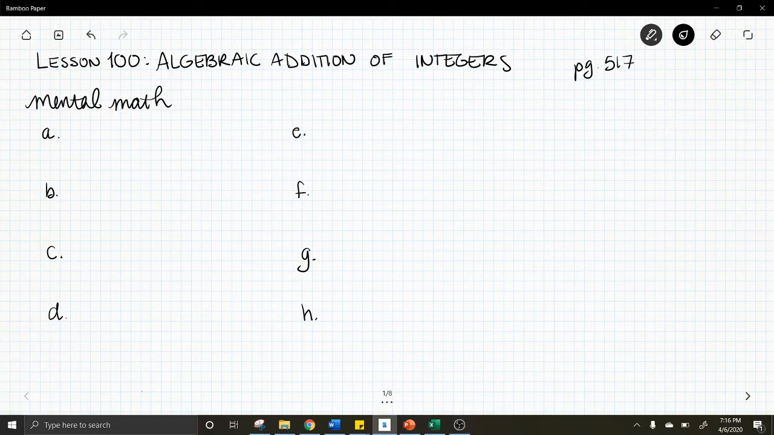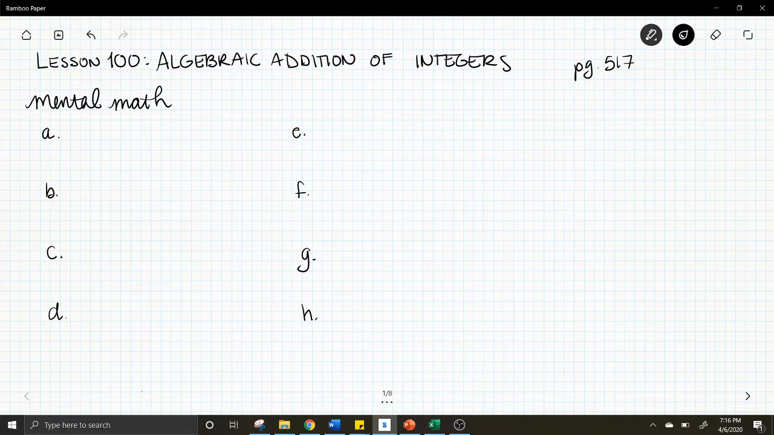Today we are doing lesson 100 of our book, Algebraic Addition of Integers. So I hope you guys are excited. I hope you have your textbooks and your paper and your pencil and you're ready because this is a very important lesson. We are going to be doing some work with integers. Remember, those are whole numbers, whether positive or negative. So we will be looking at some negative numbers today. So you really need to pay attention because this will carry on into all of your next levels of math. So this will be very important as you continue to grow in your math skills.